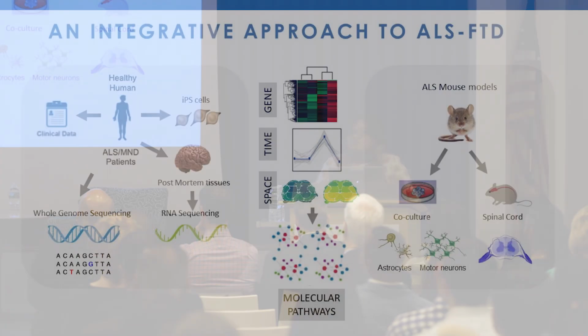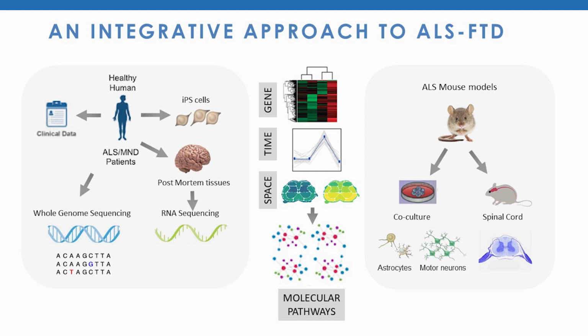In pictures, this is what that looks like. So there's two halves to what we do. For the genomics, we study patients with their clinical information. We collect DNA to generate whole genome sequence information. We use their post-mortem tissues to look at how these genes are expressed in the central nervous system. We also take cells derived from these patients that we can study more closely in a dish.